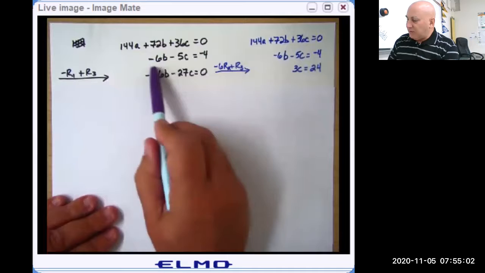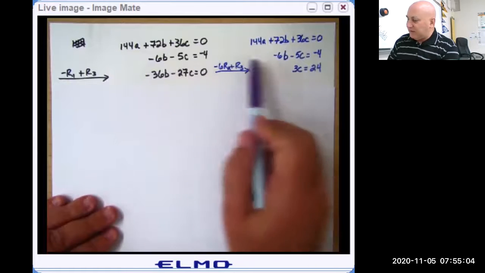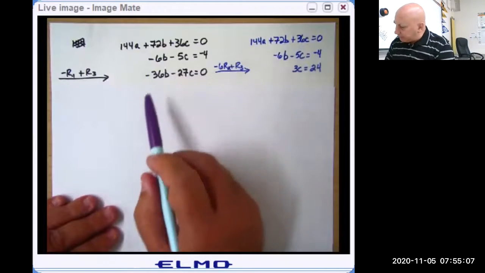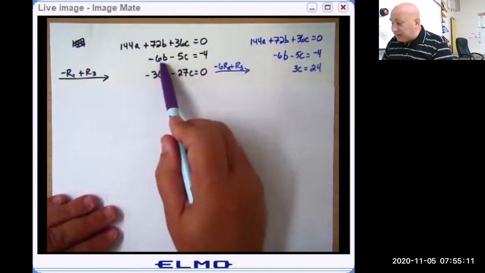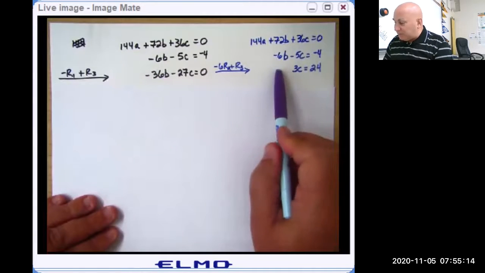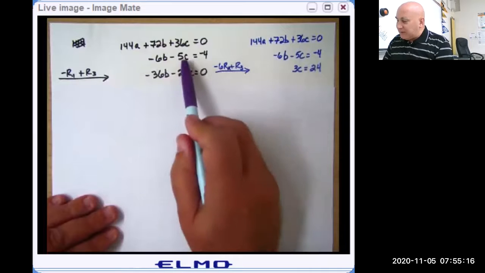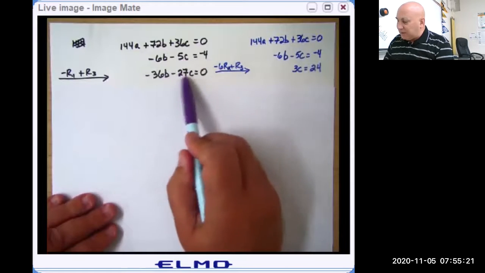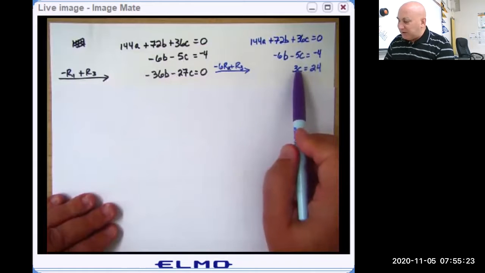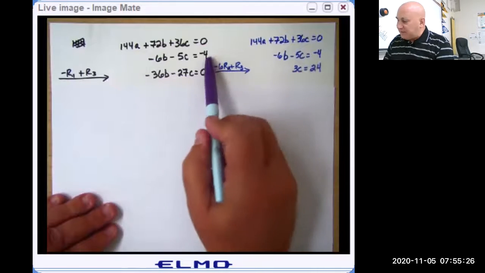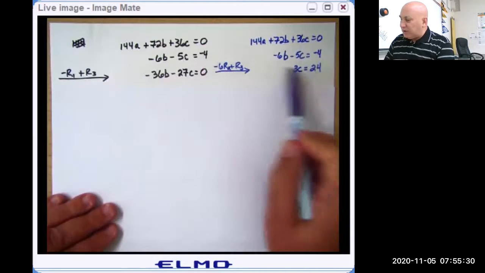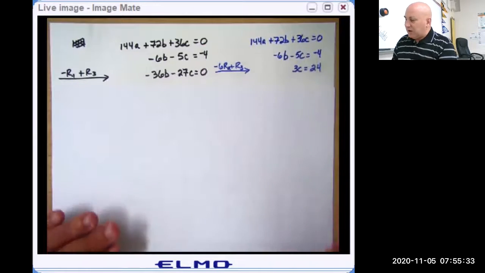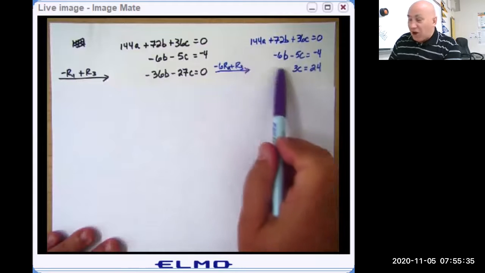So -6 times this is -6, is 36b, minus 36b is 0b. -6 times -5c is positive 30c, plus -27 is positive 3c. -6 times -4 is positive 24, plus 0 is 24. Now I am in echelon form.